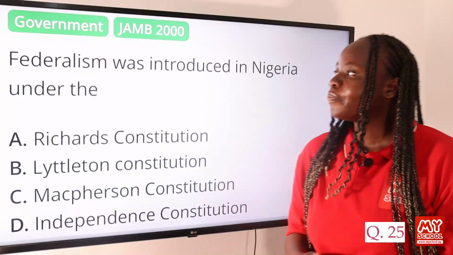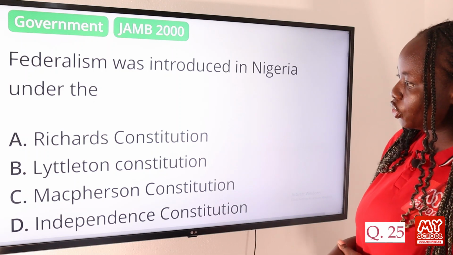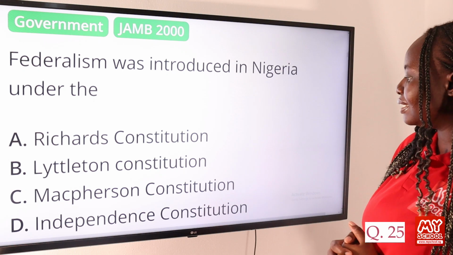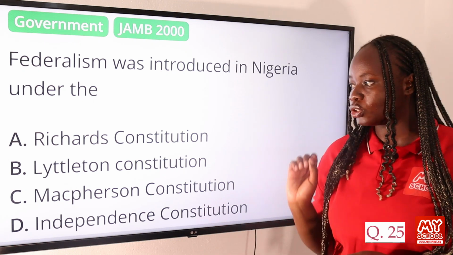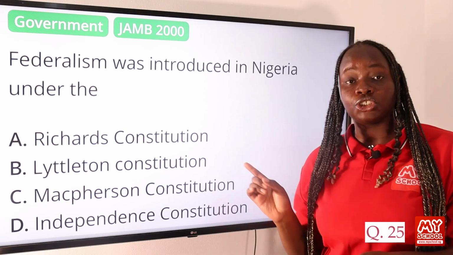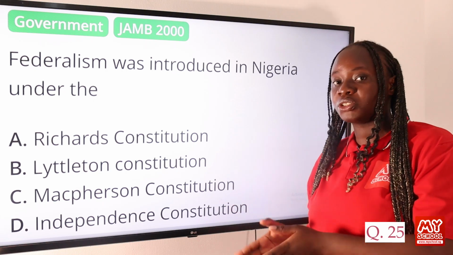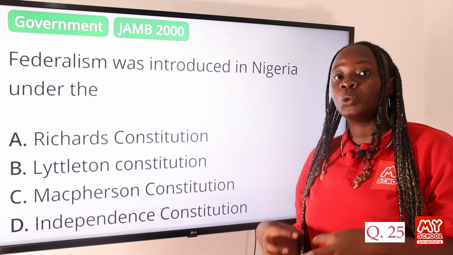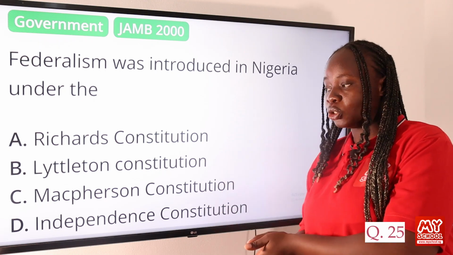Question 25. Federalism was introduced in Nigeria under the A, Richard's Constitution, B, Littleton Constitution, C, Macpherson Constitution, and D, Independence Constitution. The answer to this question is option B, Littleton Constitution. Under the Littleton Constitution of 1954, Nigeria converted from a unitary system of government to a federal system of government. Under this federal system of government, the regional governments were given administrative power. They were allowed to make policies that favored the regions.